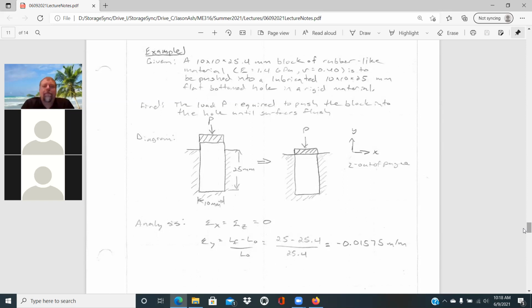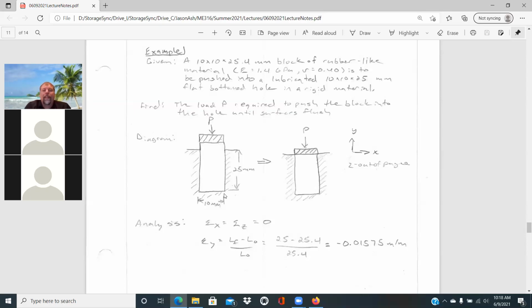And so here's another example where we can actually put numbers into it. This is where we have a 10 millimeter wide, 10 millimeter deep into the page, and 25.4 millimeter block of rubber type material that is going to be pushed into that 25 millimeter hole. The Young's modulus of the material is 1.4 gigapascals, and the Poisson's ratio is 0.4.